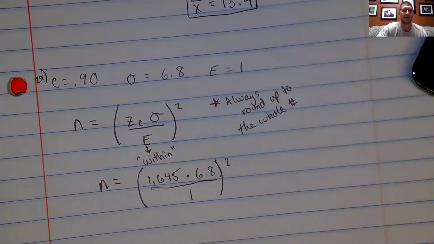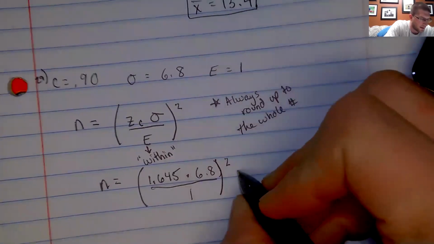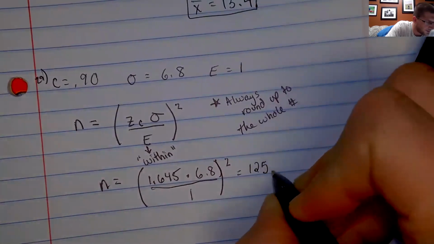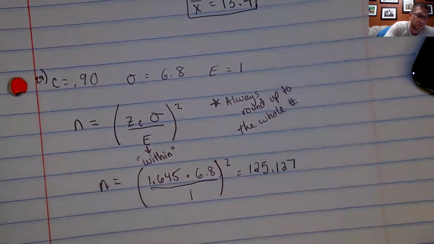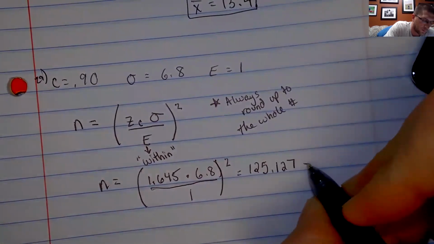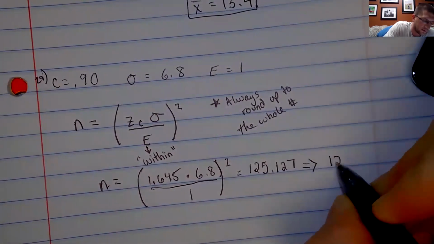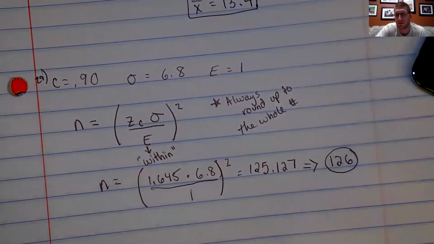So I'm going to grab my calculator here, and I'm going to take 1.645 times 6.8 divided by 1, which doesn't really change anything in this case, and then square it, and that comes out with 125.127, which, because it's a sample size, I'm going to round up to 126. So the minimum sample size necessary for this one would be 126. Right? Not too bad of a formula.